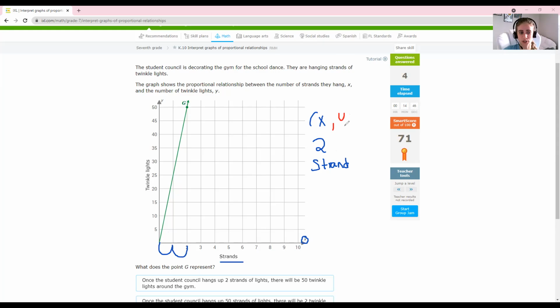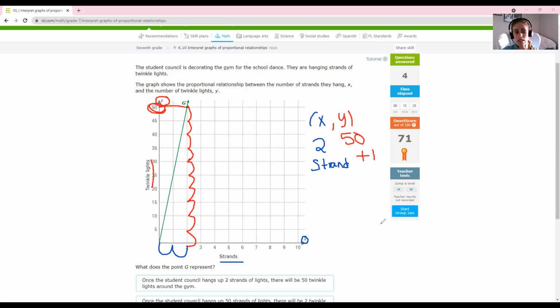Then remember, your Y value comes second. Your Y axis is vertical, so up and down. What is that counting by? It's counting by 5, so I need to do that skip counting by 5 when I go up. So 5, 10, 15, 20, 25, 30, 35, 40, 45, 50. And if I look at my label here, 50 in fact matches. And our label for that is twinkle lights. I'm just going to do TL for twinkle lights.